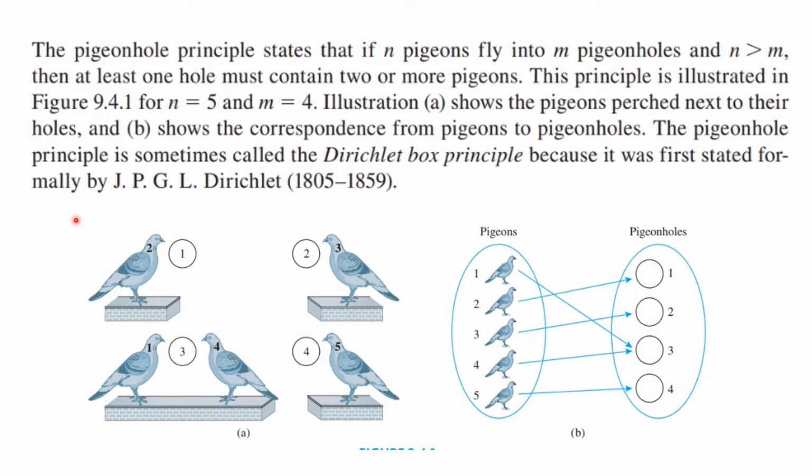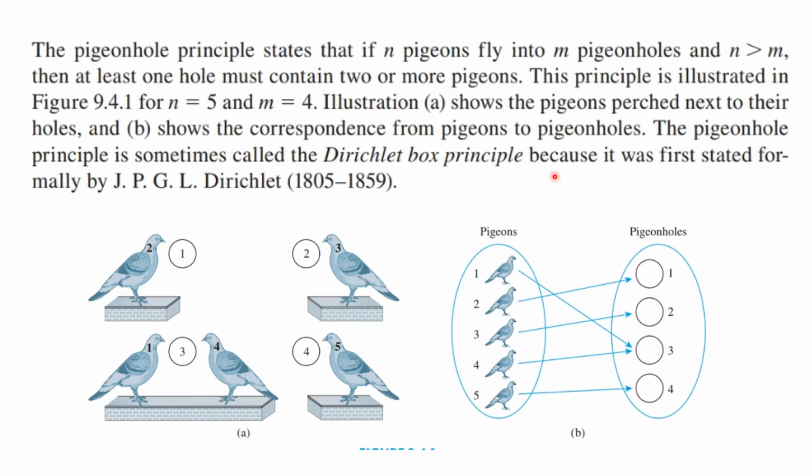The Pigeonhole Principle states that if n pigeons fly into m pigeonholes, and n, the number of pigeons, is greater than the number of pigeonholes, then at least one hole must contain 2 or more pigeons. And we can look down here. We have an example of 5 pigeons and 4 pigeonholes, and you see that 2 of them have to land in the same hole. You can look at this over here also just with a mapping, and you can see that pigeon 1 and pigeon 4, both in this case, go to 3.